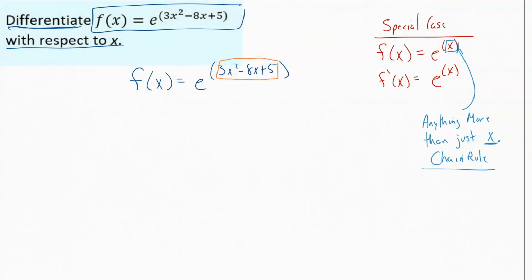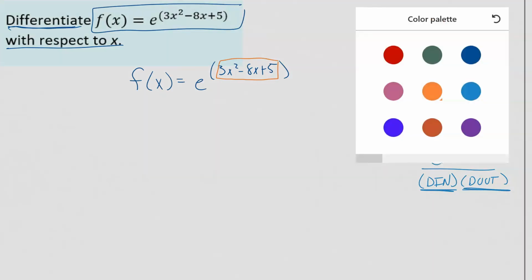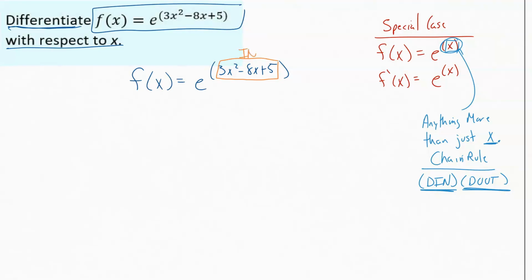My chain rule recipe goes d in times d out: the derivative of whatever is inside the function, whatever replaced that basic x, times the derivative of the outside of the function, which will just follow our special case. Looking at our specific problem, whatever replaced that x is our inside piece, 3x squared minus 8x plus 5. Take the derivative of that, the d in, the derivative of the inside.